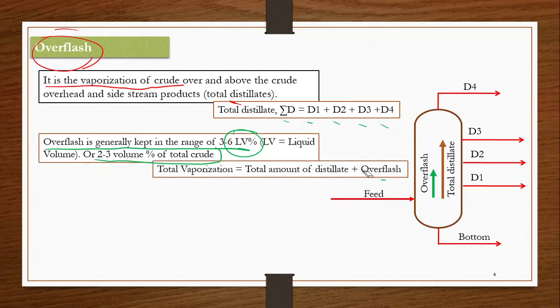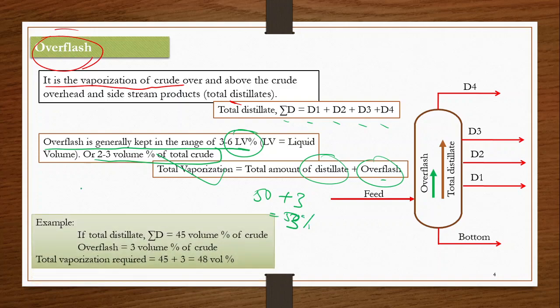So we can say the total vaporization required is the total amount of distillate plus overflash. Suppose 50% is the total amount of distillate and 3% is overflash, so total vaporization required is 53%. Example, 50 volume percent crude is vaporized, overflash is 3 volume percent, so total is 53 volume percent in this second example. So in this way we can say this is the basic concept of the overflash.